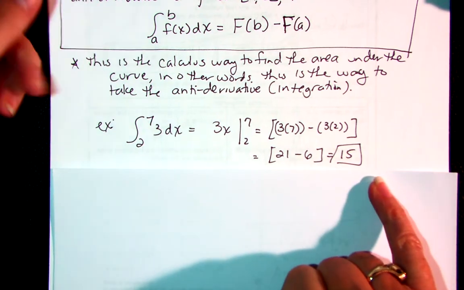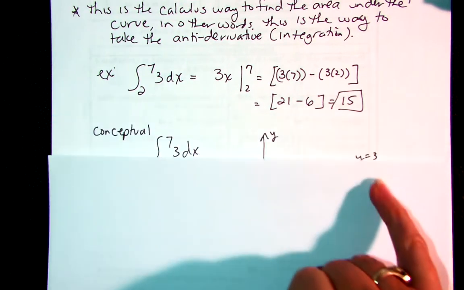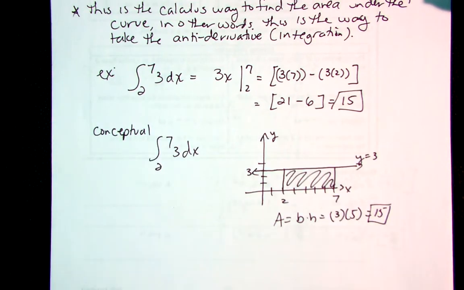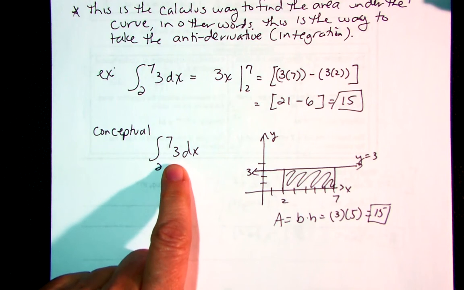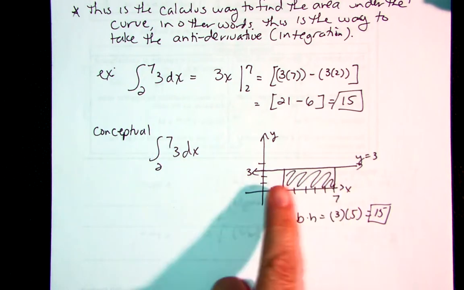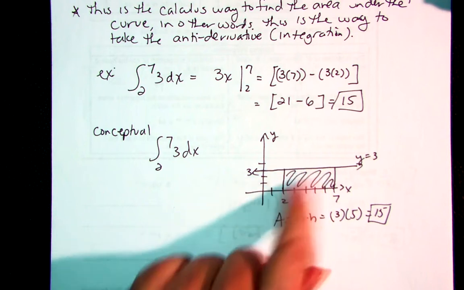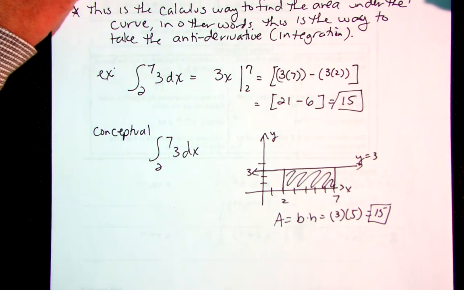Let me prove to you this is the same as what you were doing with the area underneath the curve. Here is the conceptual understanding. What we did before is we said that is the line y equals 3 with the two vertical lines at 7 and at 2. That formed a rectangle. The area of a rectangle is base times height, which is 3 times 5, which is 15. So they are one and the same. But now I don't have to draw.